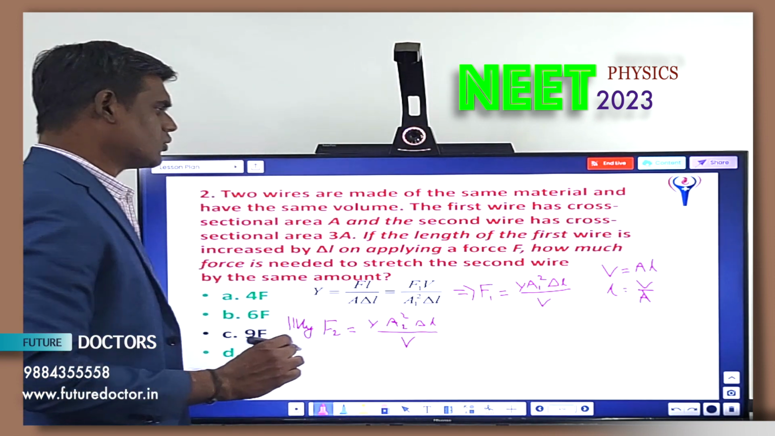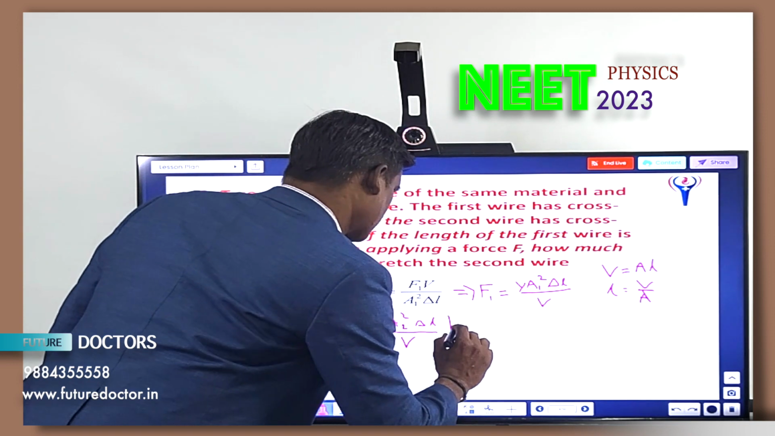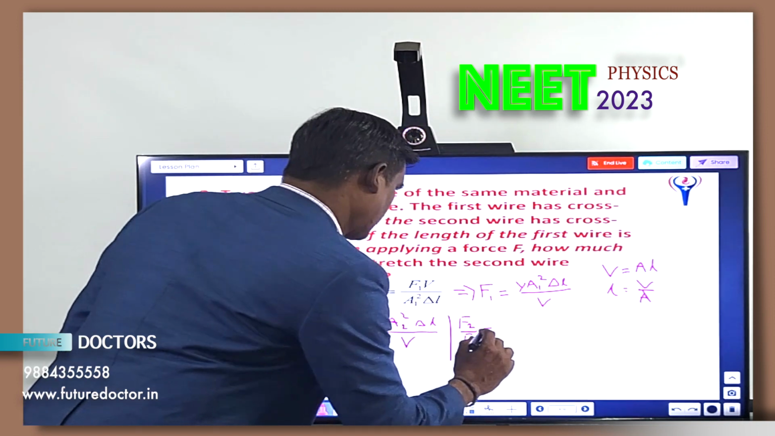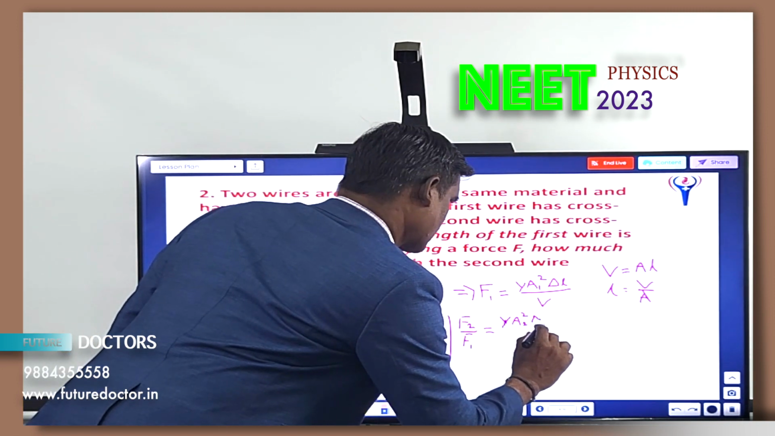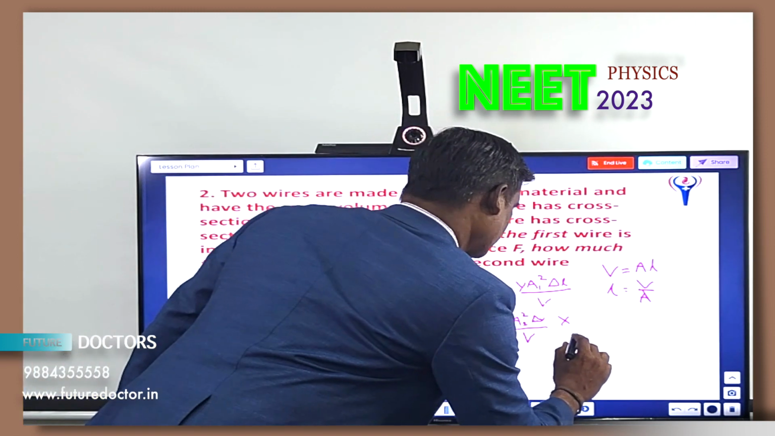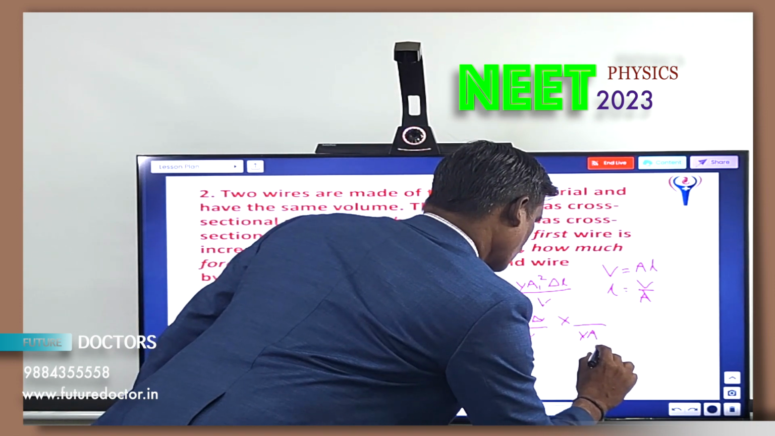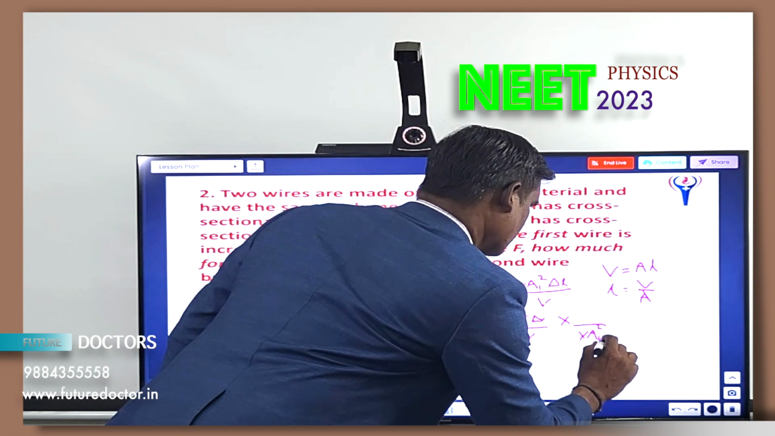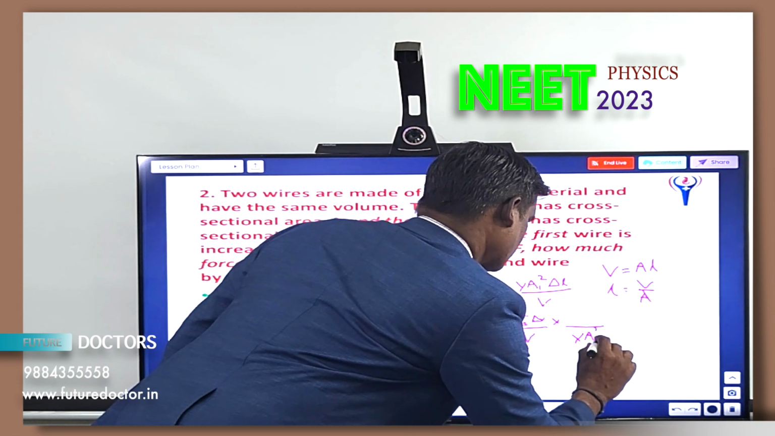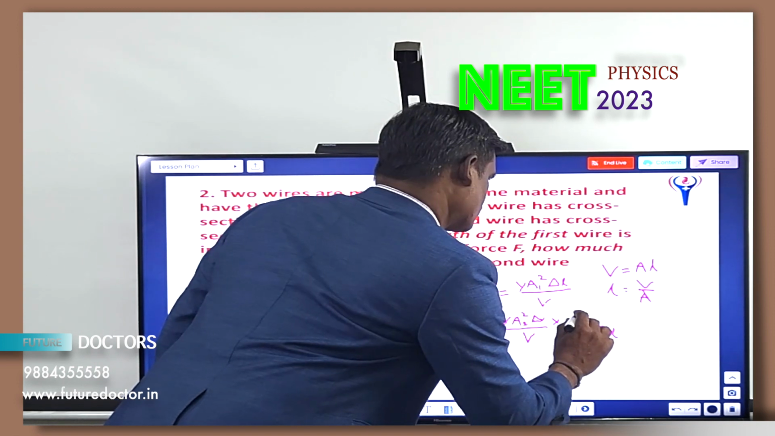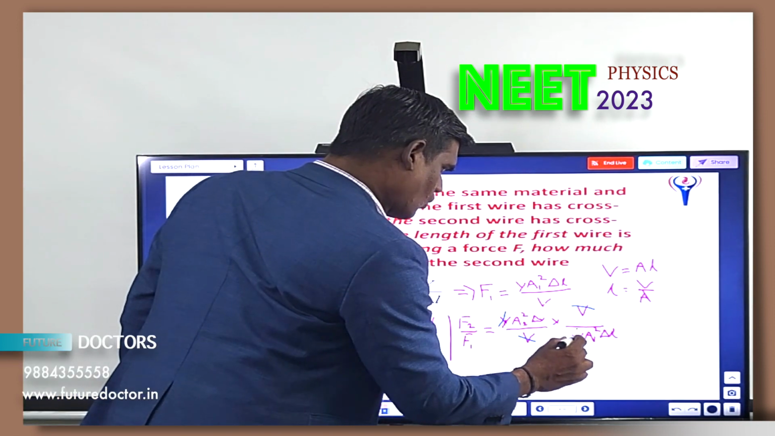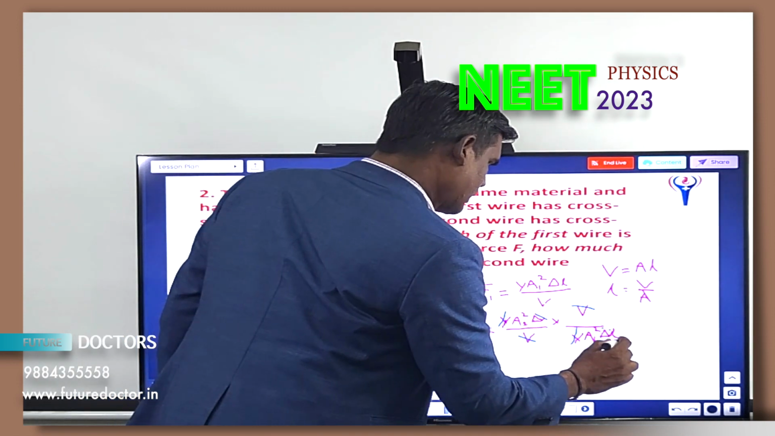And A2 equal to 3A. Okay, before that we will simplify. F2 by F1 equal to Y A2 square delta L divided by V into, F1 is Y A1 square delta L divided by V. Now V getting cancelled. Y same material, Y getting cancelled, delta L getting cancelled.